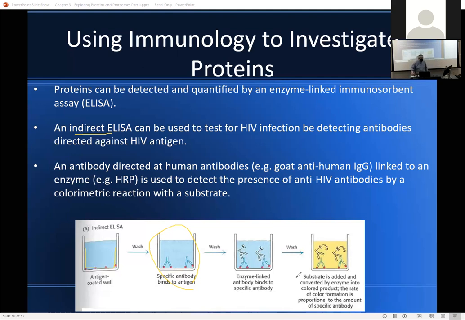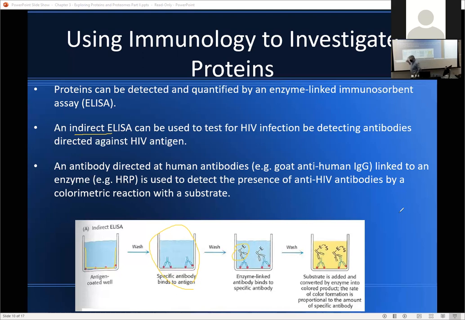Okay? So again, in both my examples, we're treating human patients. So we take human blood and we incubate the human serum with the antigen that the antibody detects. Okay? We need a secondary antibody. So typically, when we're doing ELISAs, the second antibody comes from a goat.